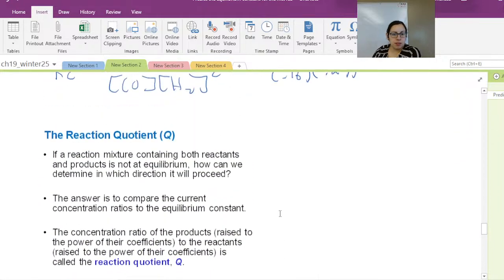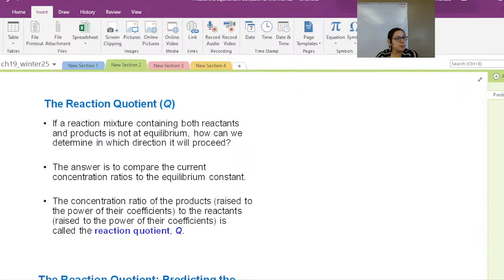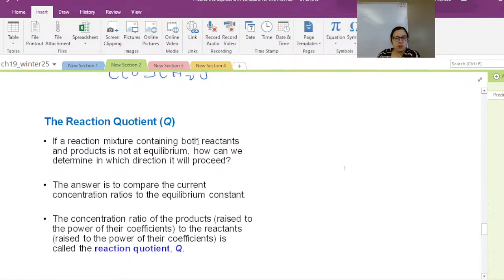All right, so we'll start getting into this Q thing and what it means. Q is basically what I like to call our snapshot, a snapshot of our reaction.